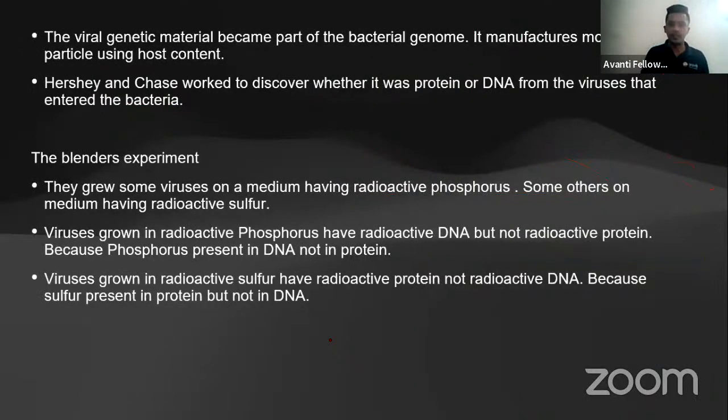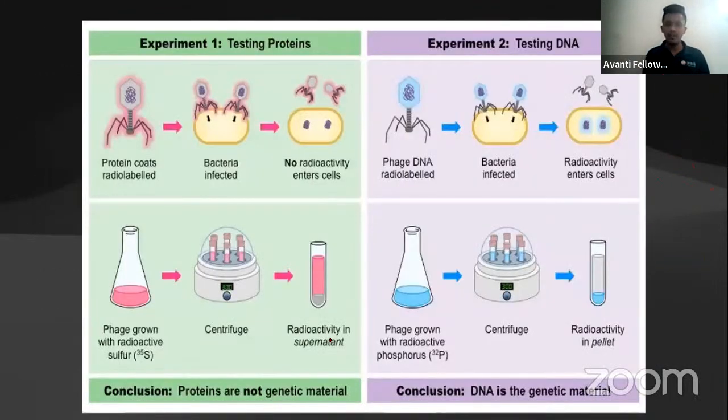What happens in this experiment? First, they prepared two sets of experiments. Very brilliant people. Why? They thought about the possible candidates for becoming genetic material, as our biologists believed for a very long time. What are those? One is DNA. The other one is protein.